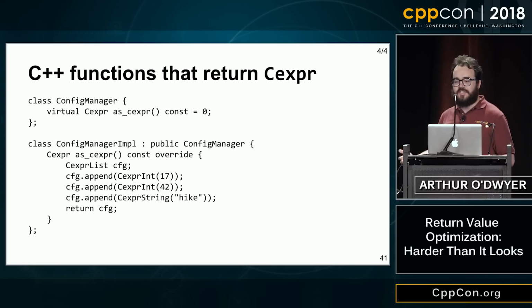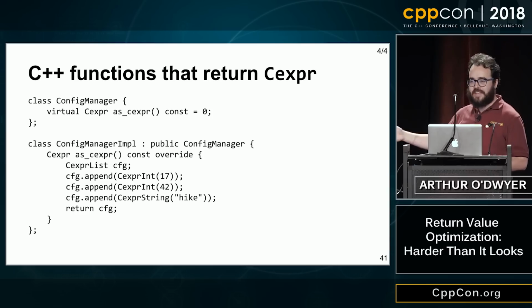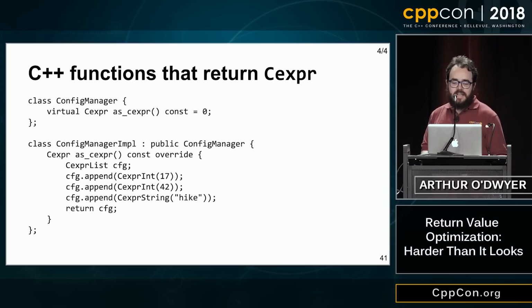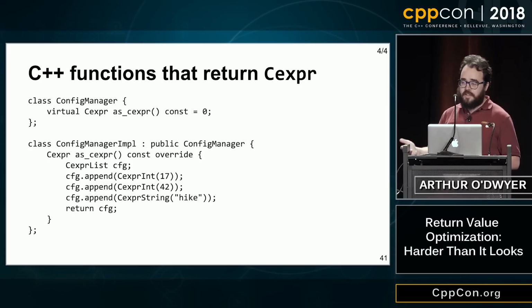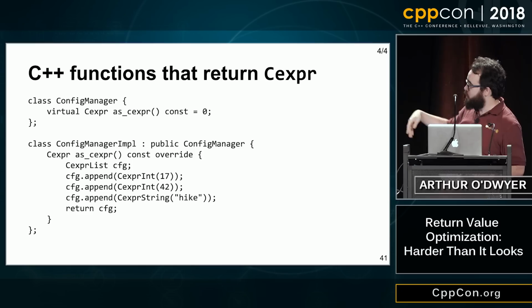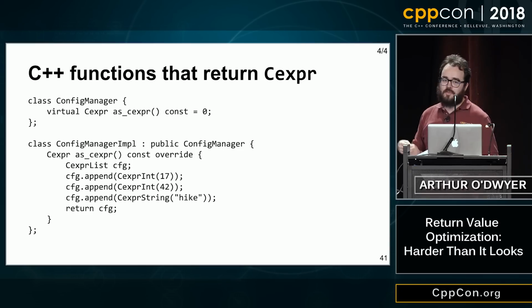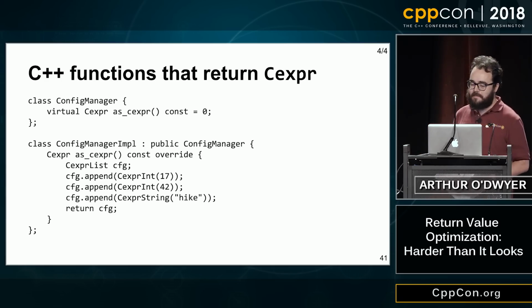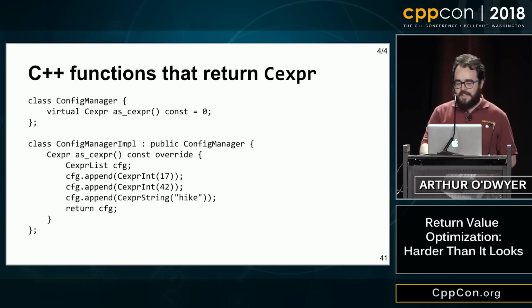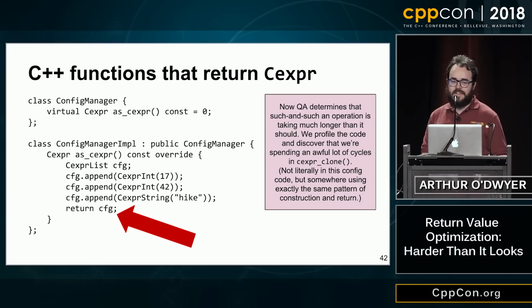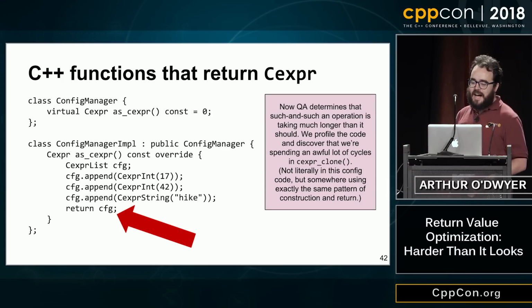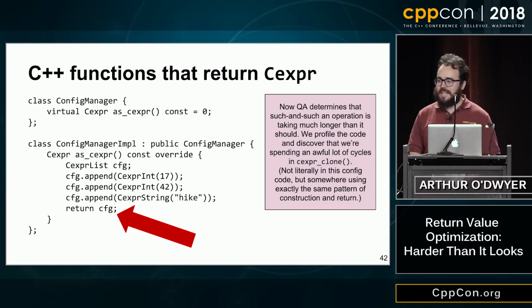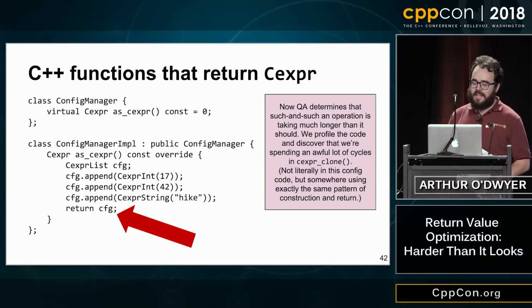Now, it builds it as a list, because that's the thing that has the append method on it. But it's going to return it as a regular old sexpr because the caller doesn't necessarily know. This is obviously a virtual function, and in our particular case, we're returning something that represents a list, but someone else might return something that represents a dictionary or something like that. So we do this and we ship it, and QA says, you're spending an awful lot of cycles copying strings and copying lists. Why is this happening?